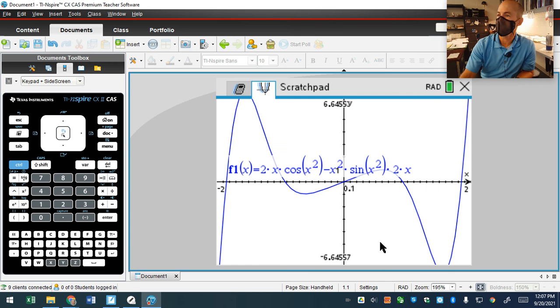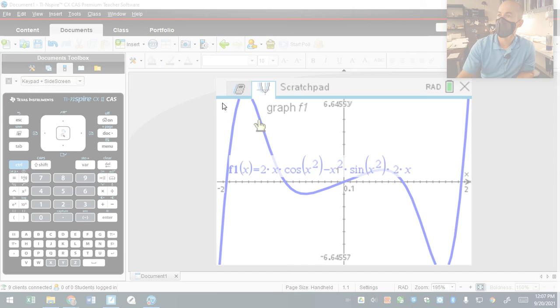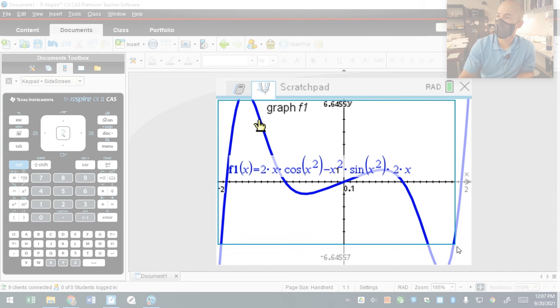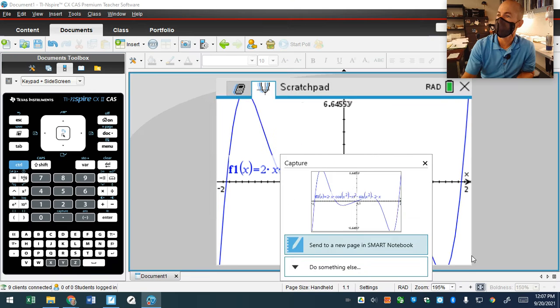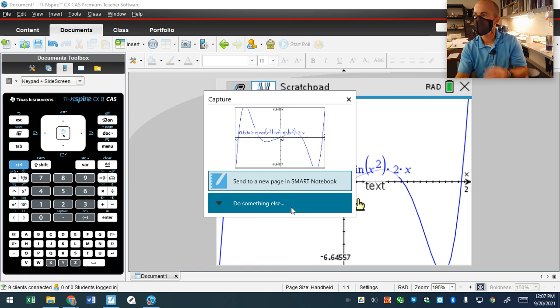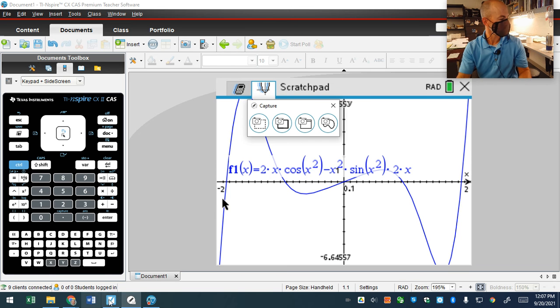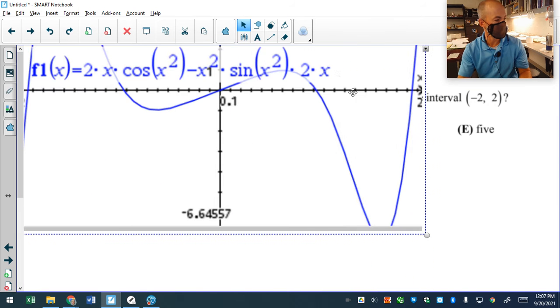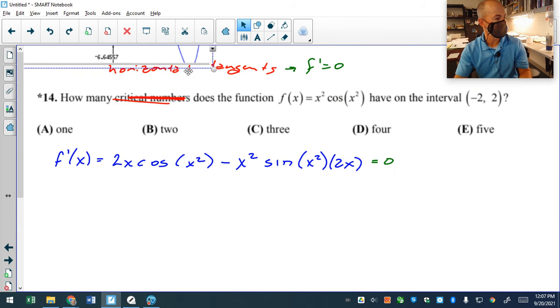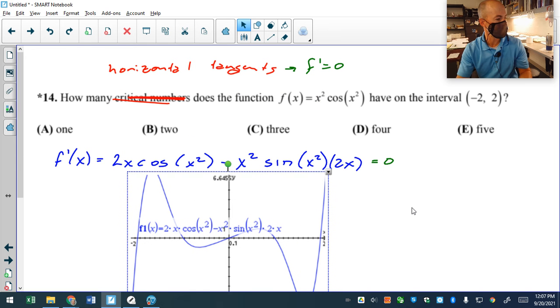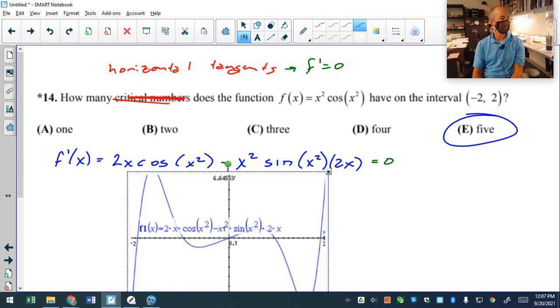If you only show me -2 to 2, now I can look at that. And remember, we're not finding the solutions. We're only counting the number of solutions, not finding the actual solutions. And how many do you see? I see 5. Are we good? 1, 2, 3, 4, 5.